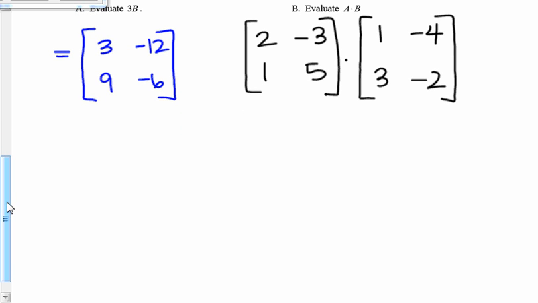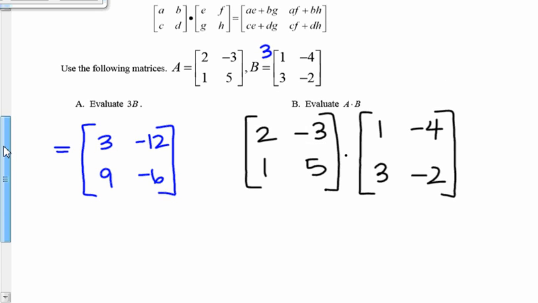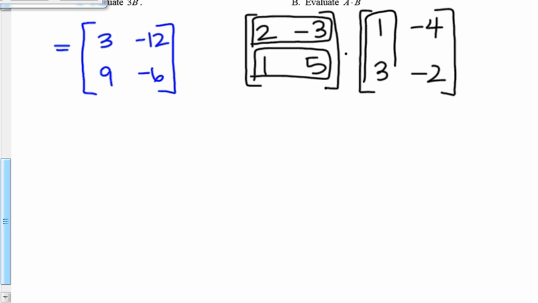In order to multiply matrices, in my left matrix, I'm only focused on the rows. So I'm only looking at this, and this. And in my second matrix, I'm only looking at the columns. So this and this. All right. Now, when we multiply, we're going to take each row in the first matrix and multiply it by each column in the second matrix.